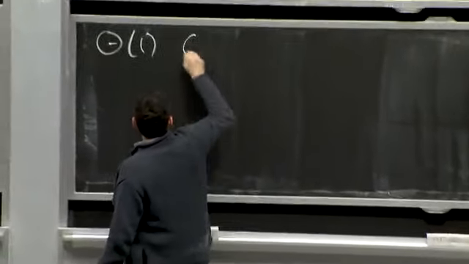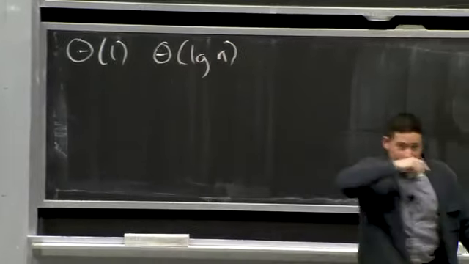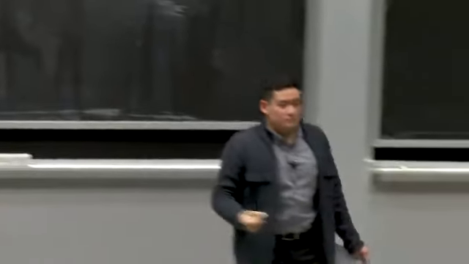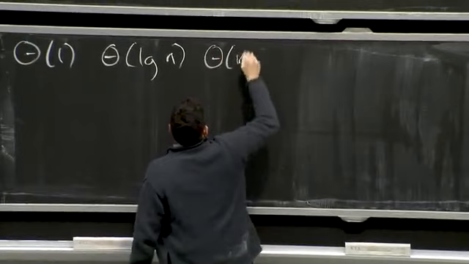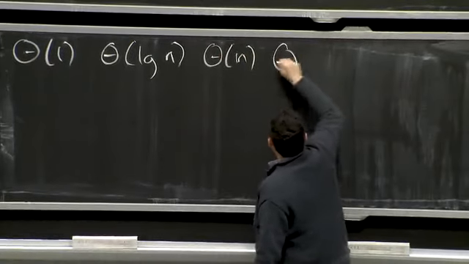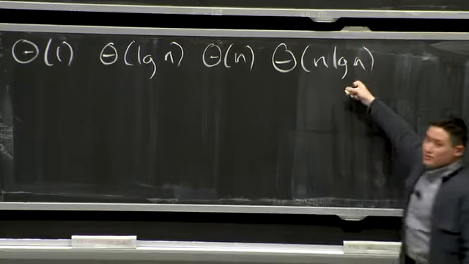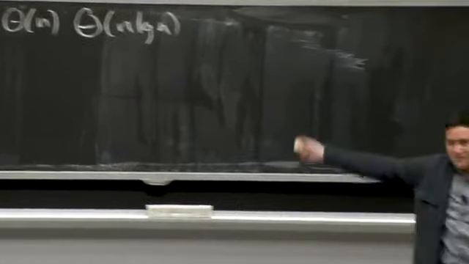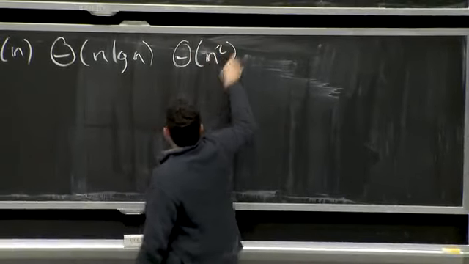Okay. The next one up is something like this. This is logarithmic time. We have theta n, which is linear, n log n. Sometimes we call this log linear, but we usually just say n log n. Okay. We have a quadratic running time.